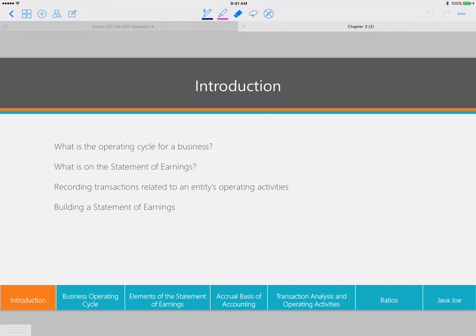So today we're going to answer a couple of questions. The first one is, what is the operating cycle for a business? We're then going to cover what elements or accounts are on the statement of earnings. We're going to be covering how we record transactions related to an entity's operating activities. If you remember in the last review session, we covered how to record the purchase of assets, the increase and decrease of liabilities and equity accounts. Today we're going to be covering how we actually record transactions relating to operating activities on a day-to-day basis. And finally, we're going to be building a statement of earnings.